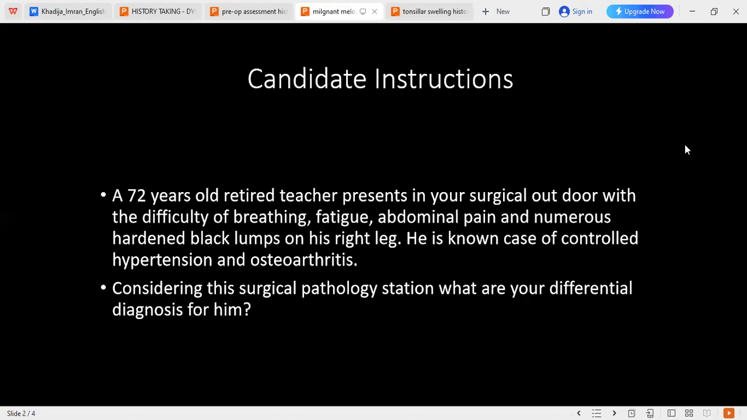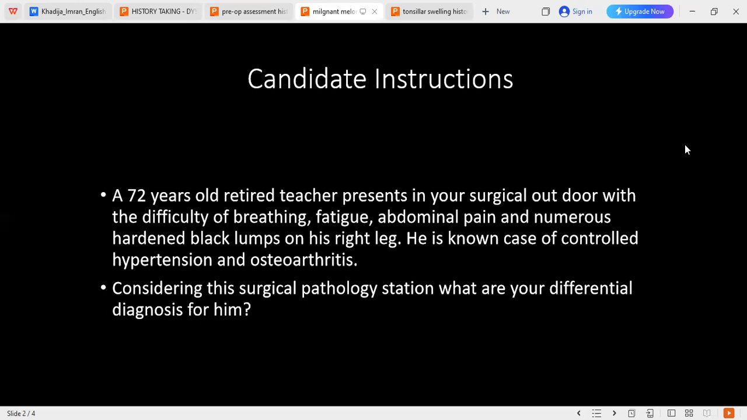Okay, ma'am. All right, good. So if you've read and understood, considering it a surgical pathology station, please tell me what would be the differential diagnosis that you'll consider for this patient? It may be a case of metastatic malignant melanoma, squamous cell carcinoma, or lymphoma. How would you confirm your provisional or differential diagnosis? What investigations would you ask for?